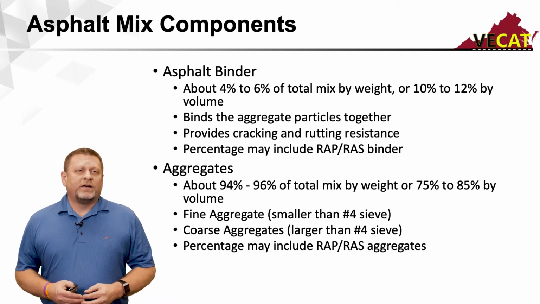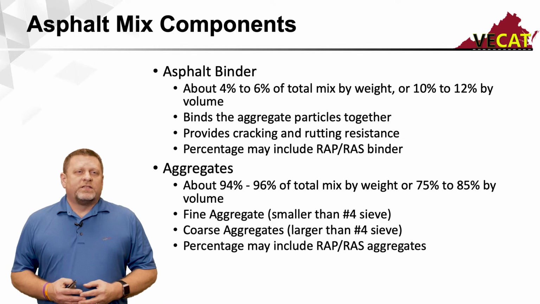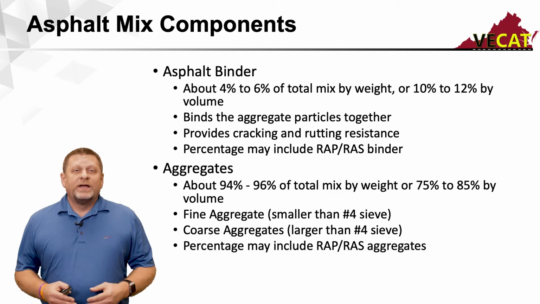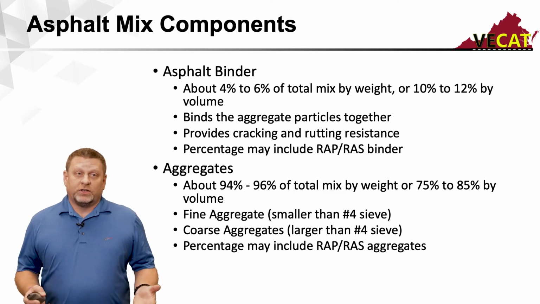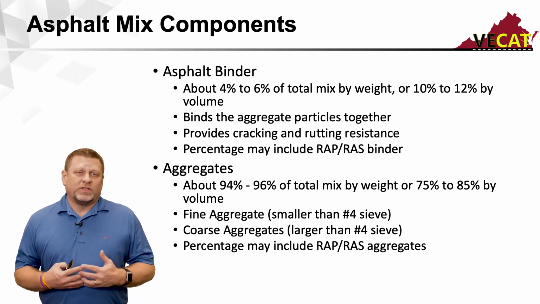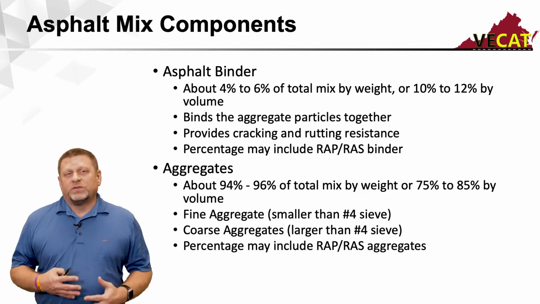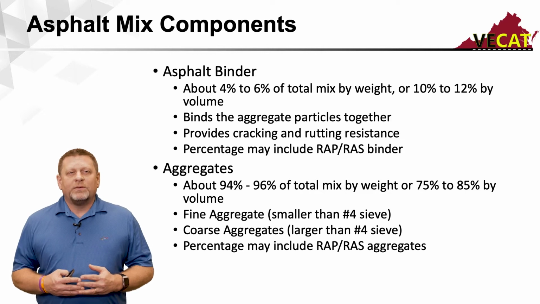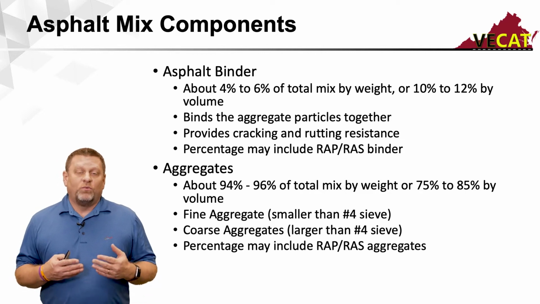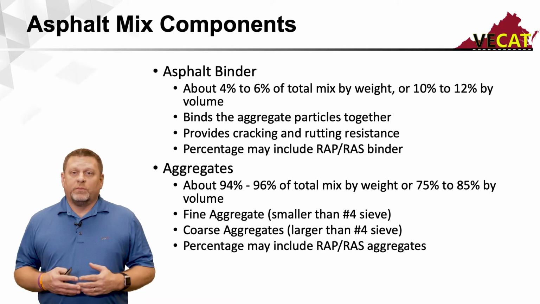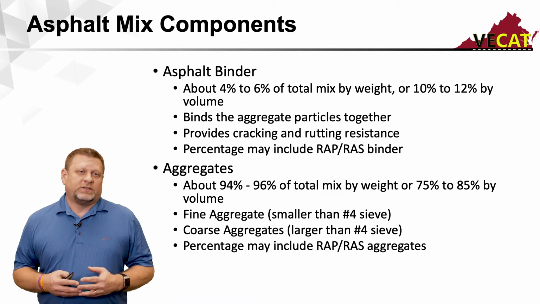The asphalt binder is, as we mentioned earlier, about 4 to 6% of the mix by weight, or 10 to 12% of the mixture by volume, depending on if you're looking at it by weight or by volume. The asphalt binder is what binds the aggregate particles together. It's basically the glue that holds everything together and gives it strength. The binder is the primary element that affects the cracking and rutting resistance. And the binder can have different additives and polymers in it that will improve this cracking and rutting resistance.